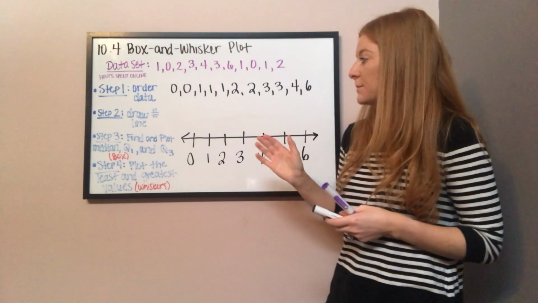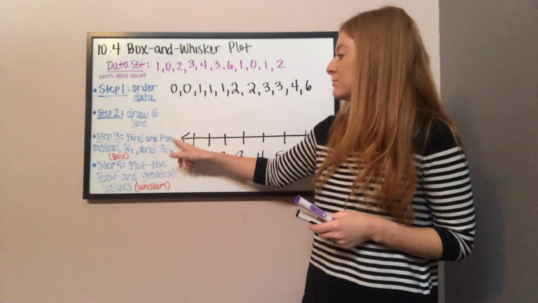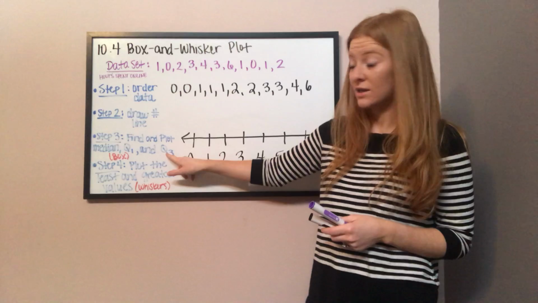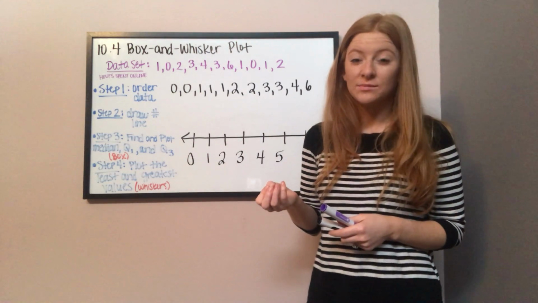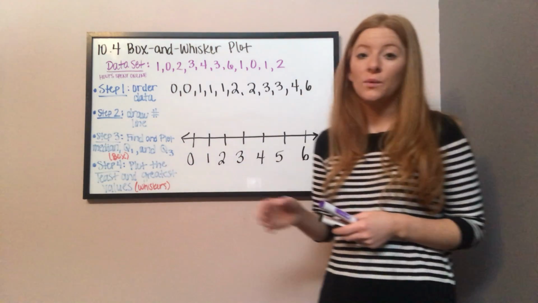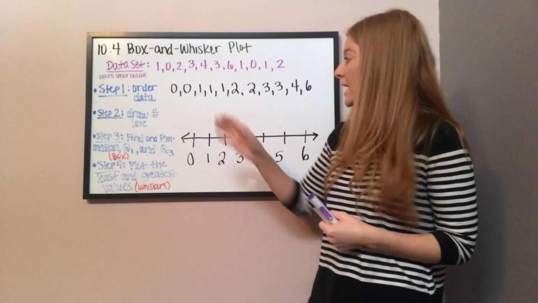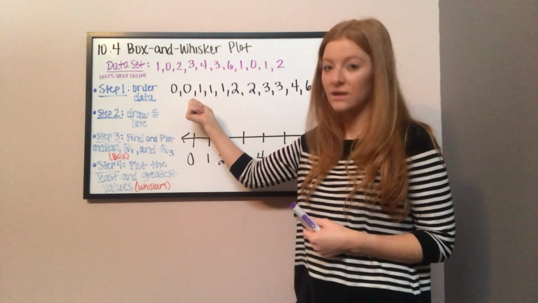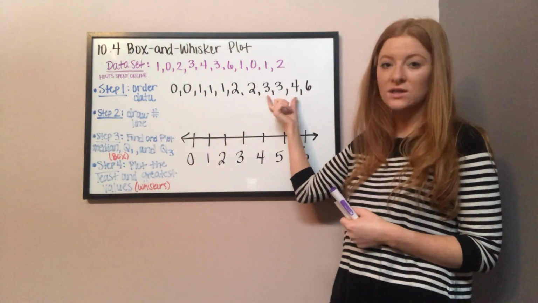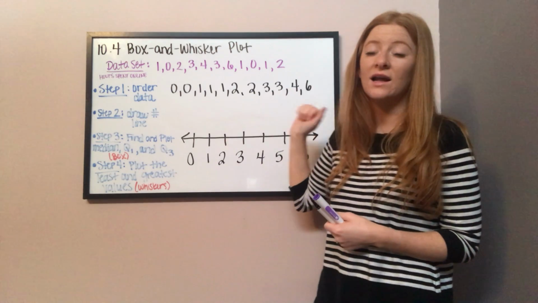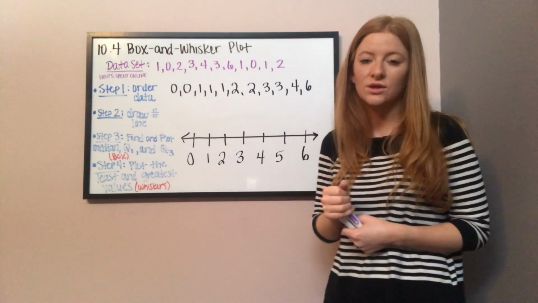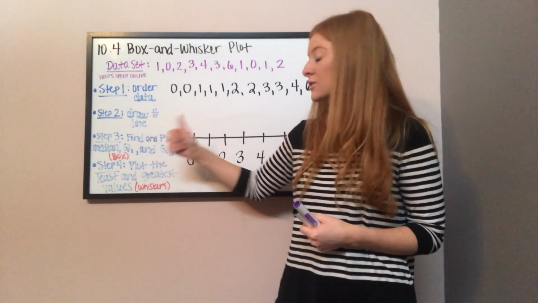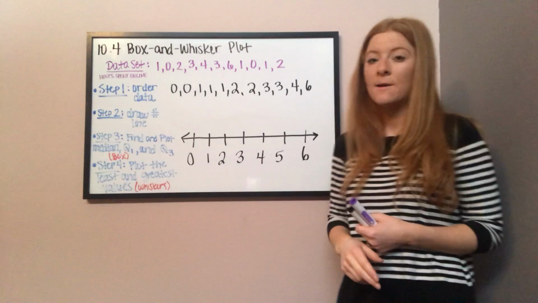Step 3, you're going to find and plot the median, quartile 1, and quartile 3. This is where the IQR comes into play. If you remember when we had to find IQR, we had to find the median, then find the first quartile, and get another median, and then find the third quartile and get another median. In IQR, we would subtract Q3 and Q1. We're not going to go as far today. All we need to do is find Q1, Q3, and the median, okay?